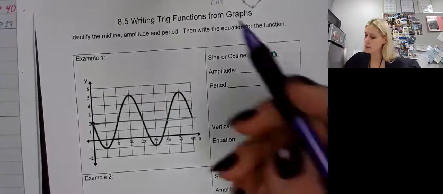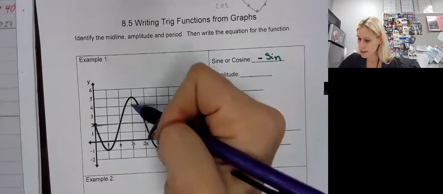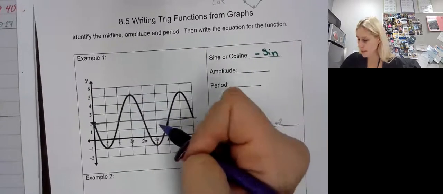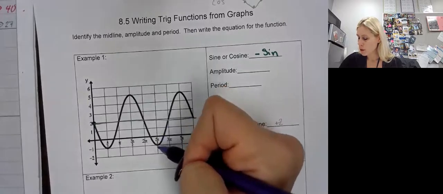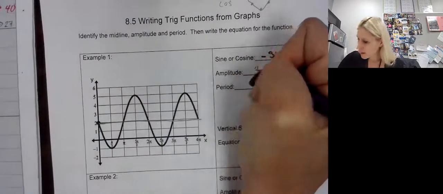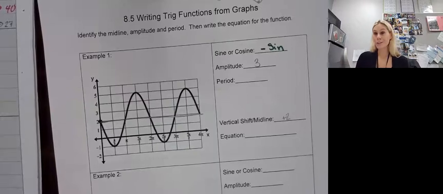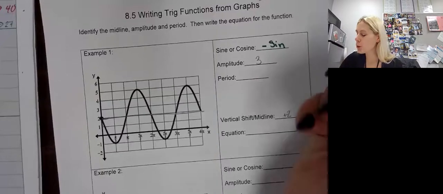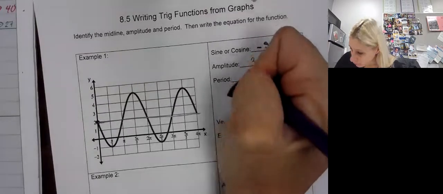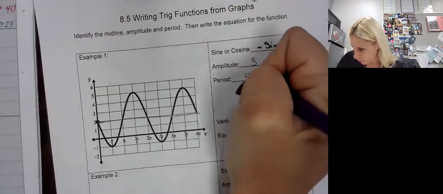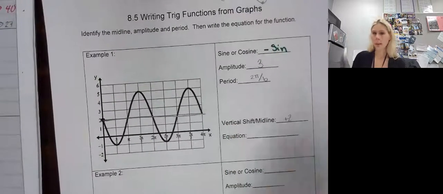And then the amplitude is that distance from the midline to the top. 1, 2, 3. Let me double check from the mid. 1, 2, 3. So it is 3. All right, now here is the tricky part, okay? So you got to do this math. Remember, for sine and cosine, our period is 2 pi over b, right? So I'm going to put this 2 pi over b.